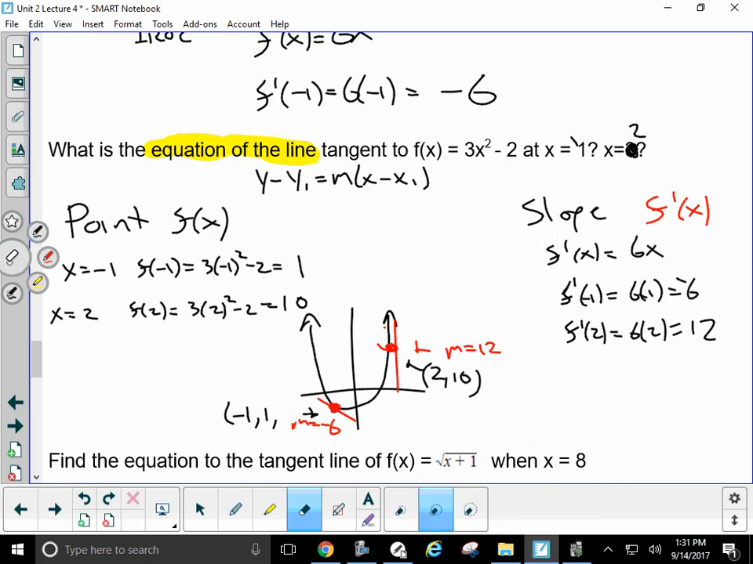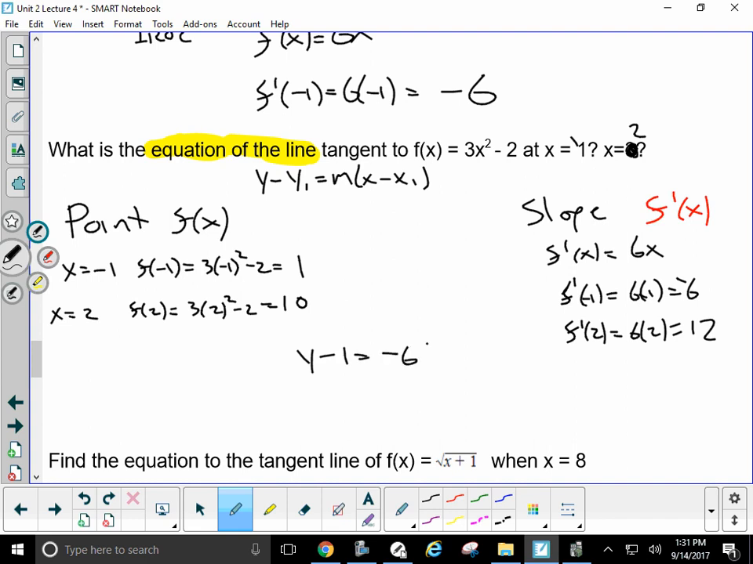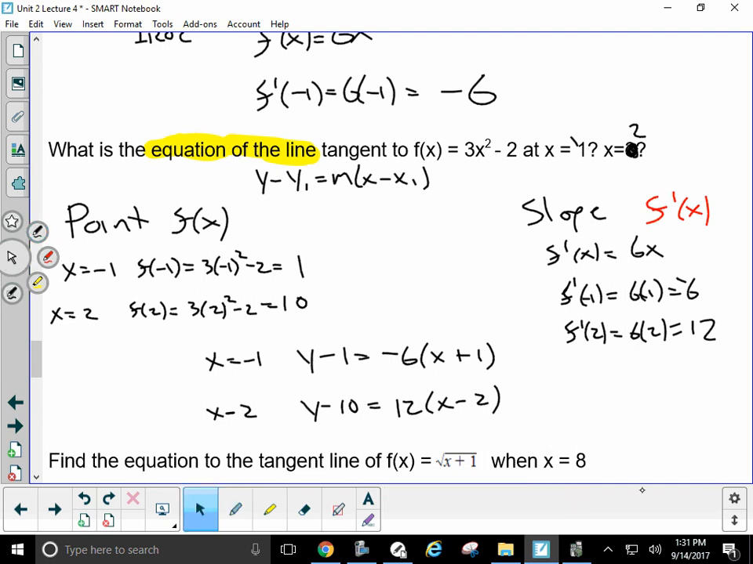All right, let's go ahead and write down the equations now. At x equals -1, I'd have y minus 1 is equal to -6 times x plus 1. And when x equals 2, I'd have y minus 10 is equal to 12 times x minus 2. Okay?